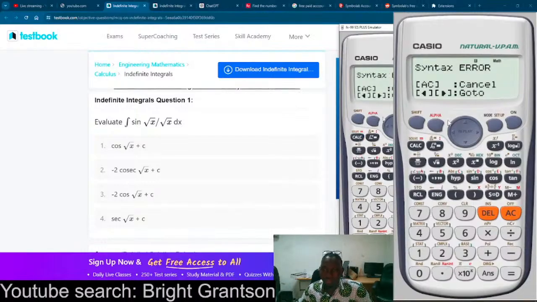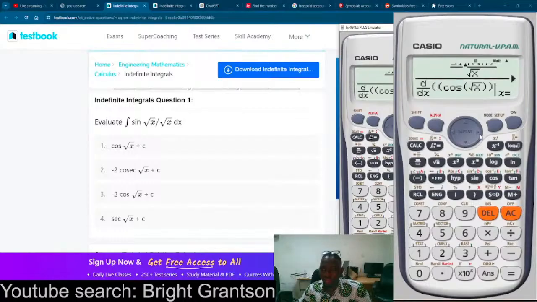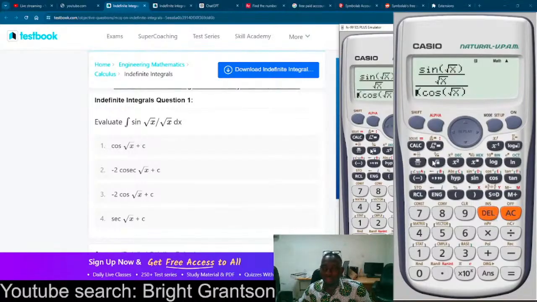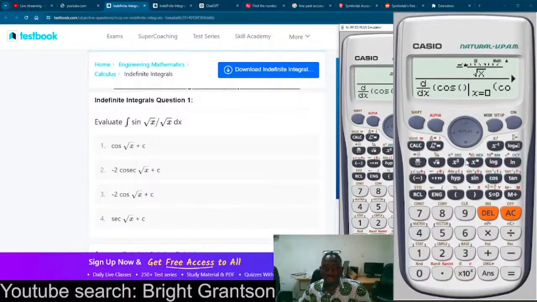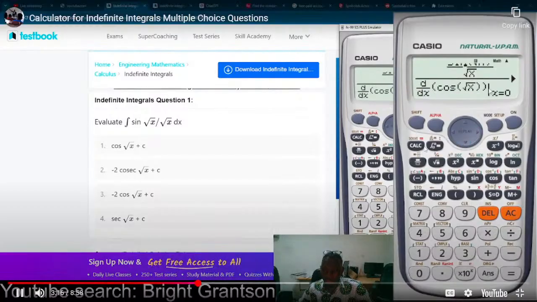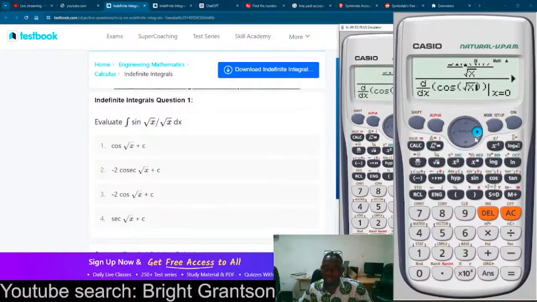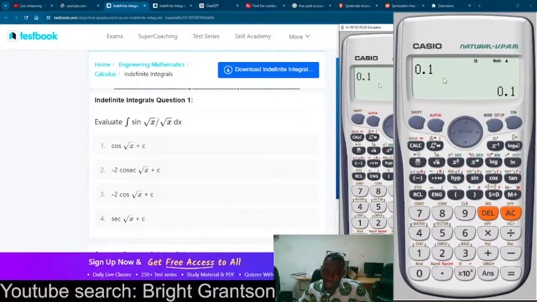When you press the CALC button, it says syntax error. I don't know why. Should be differential. Cos of root x, 0.1. So let me delete the last one and let's see how it will play out. There's something wrong here, because the first bracket, the big bracket, is for the differential. So now if I put 0.1 as the differential value and also come to the CALC and put 0.1, this 0.1 is substituted into the numerator. So now the answer is -2.